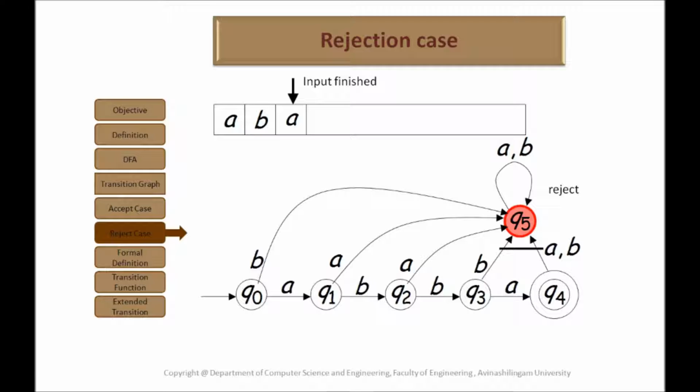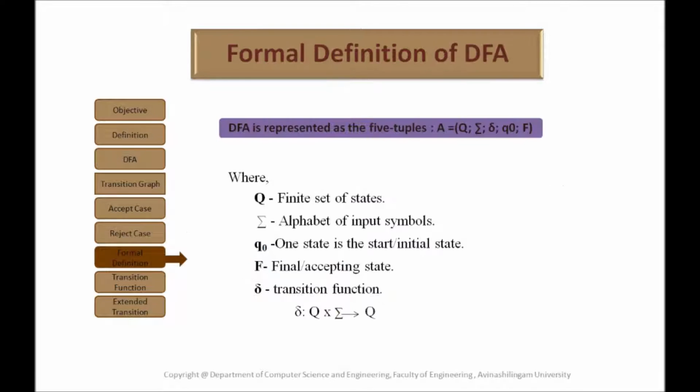Next we have the formal definition of DFA. From these things we derive DFA. It consists of 5 tuples, that is Q, Σ, δ, Q0 and F, where Q is the set of states and Σ is the input alphabet. Delta is the transition from one state to another state, that is represented by Q × Σ.